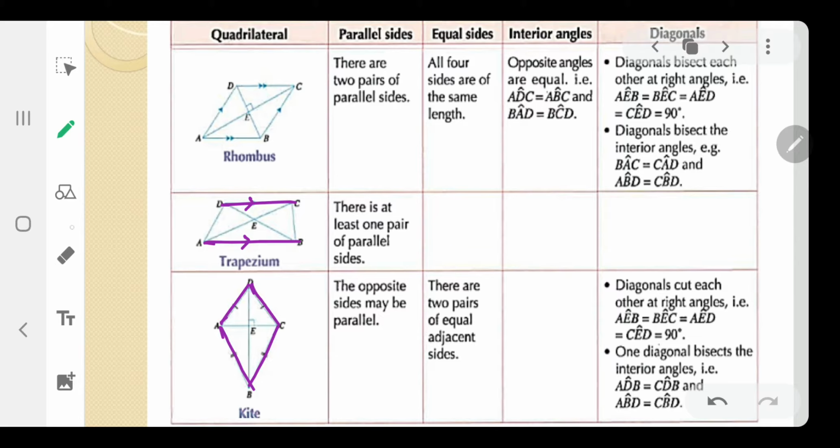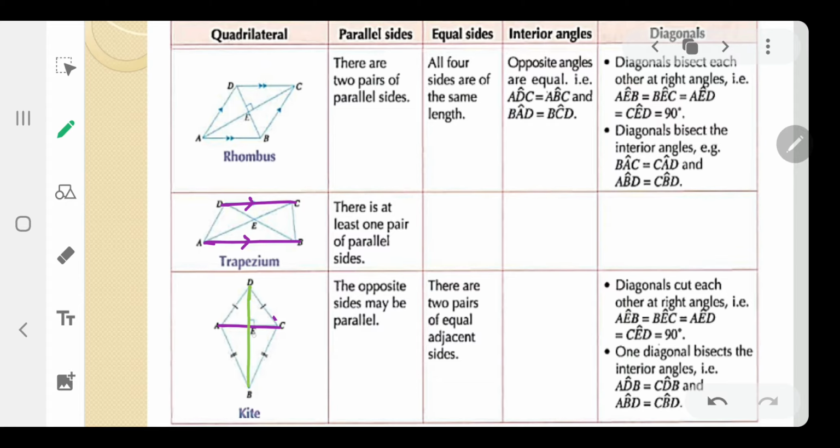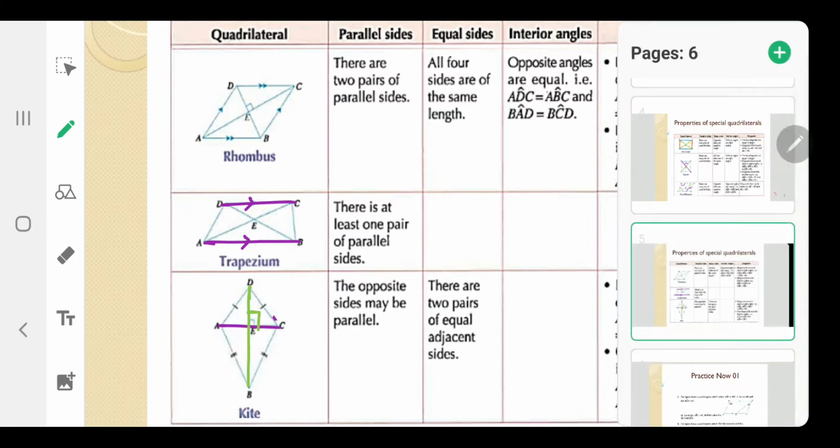So the diagonals of this kite intersect and they are at right angle to each other. So here, this is one diagonal, and similarly we have the second diagonal, which is this one. So these diagonals intersect at this point and they are at right angle to each other. So these are all the properties and types of quadrilateral.